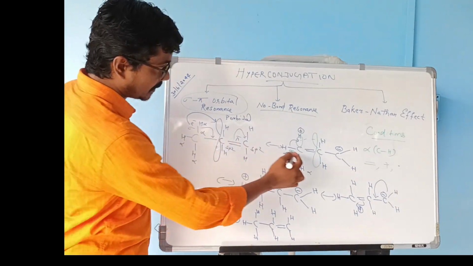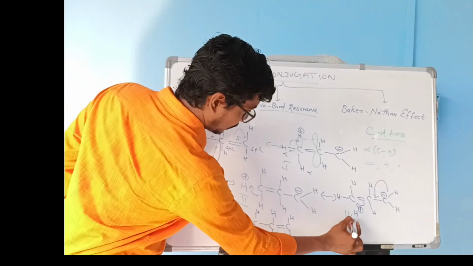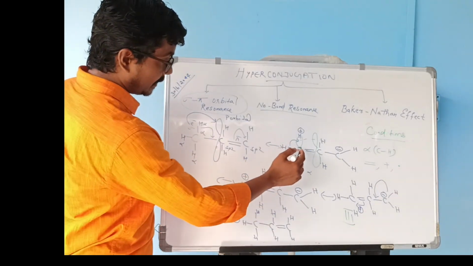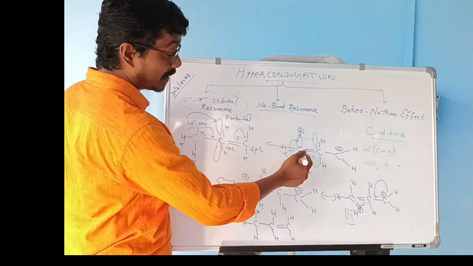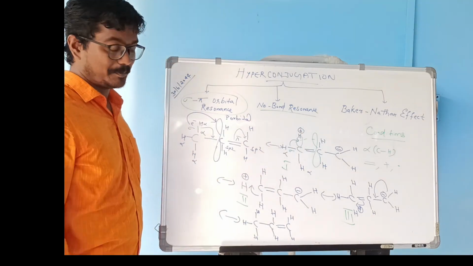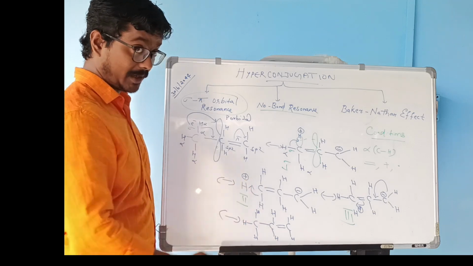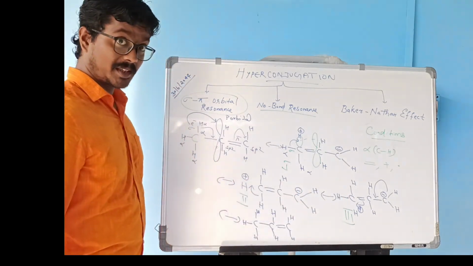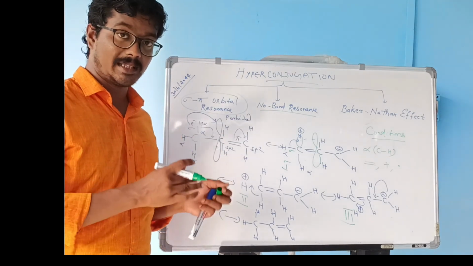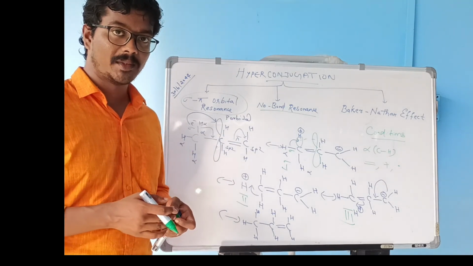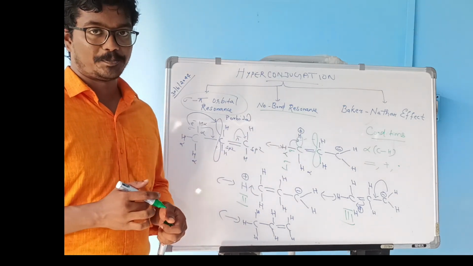See, in all this canonical structure, the first one, the second one, and the third one, you can see that there is no covalent bond, no bond between the alpha carbon and the alpha hydrogen atom. Similarly, in the second structure, no bond between alpha carbon and alpha hydrogen atom. In third also. This is the reason why it is called no bond resonance. Because in the canonical structure or hyperconjugative structure, there is no bond between alpha carbon and alpha hydrogen atom.